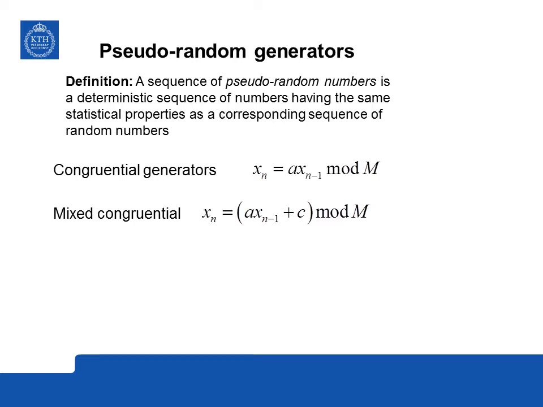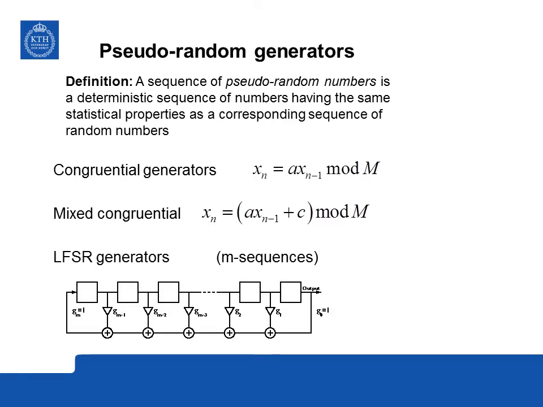Another very popular way of generating pseudo-random numbers is to use linear feedback shift registers, and they look basically like this. They have a shift register that is fed back, and so the content of the shift register is shifted to the left, and then the output is calculated through a network of ands and ors.